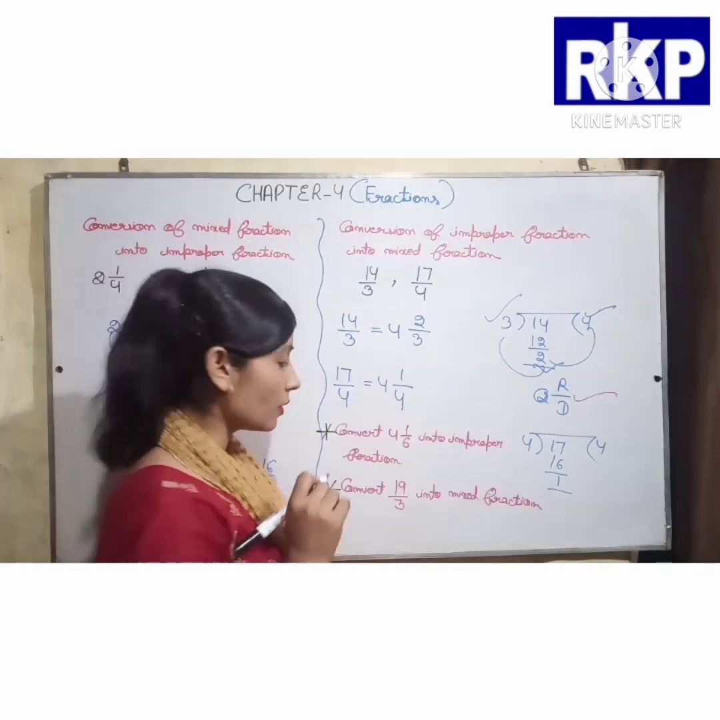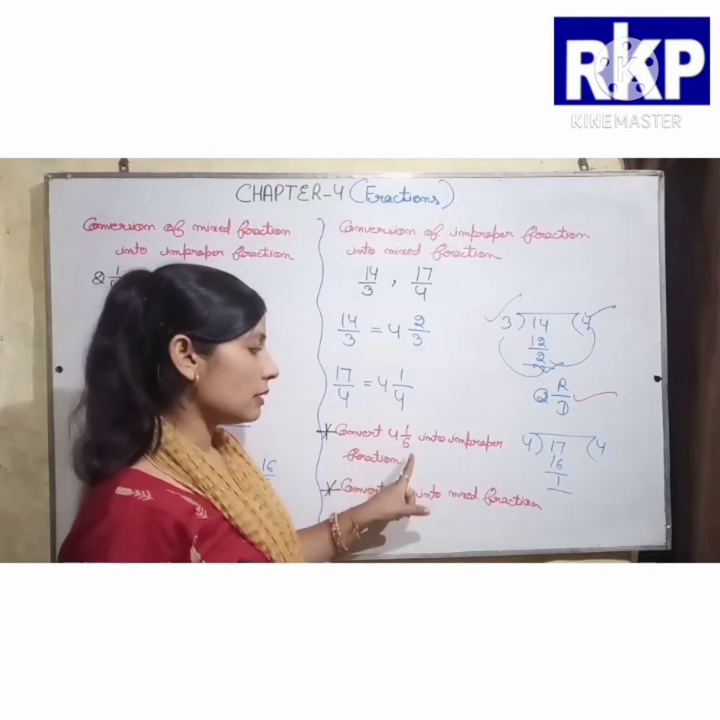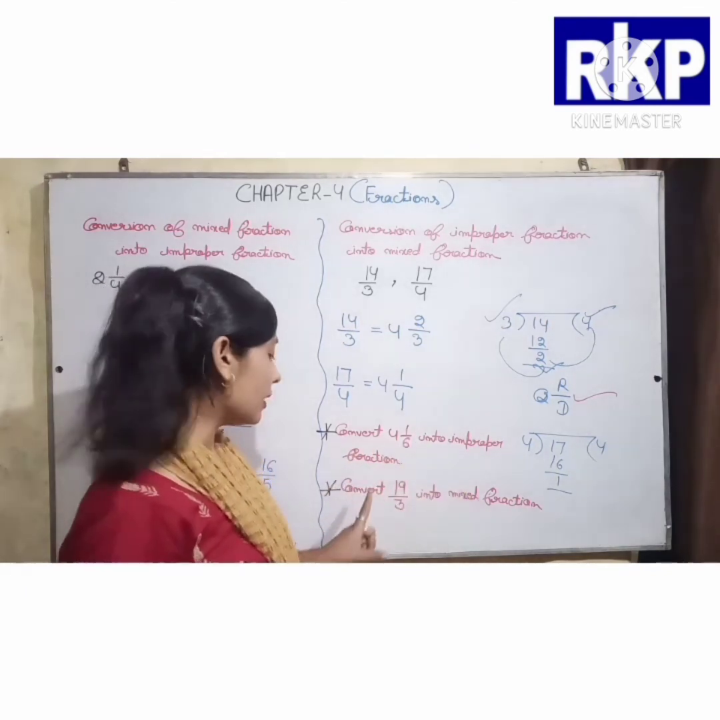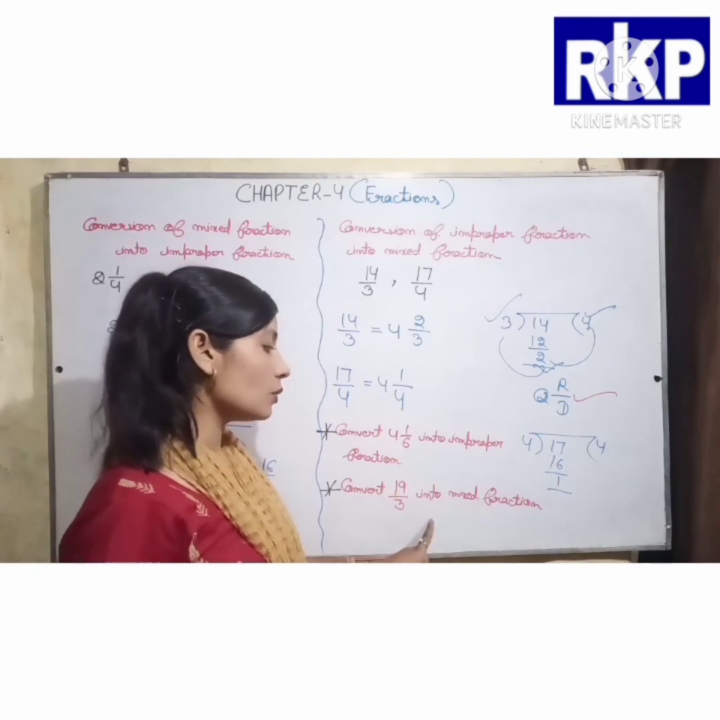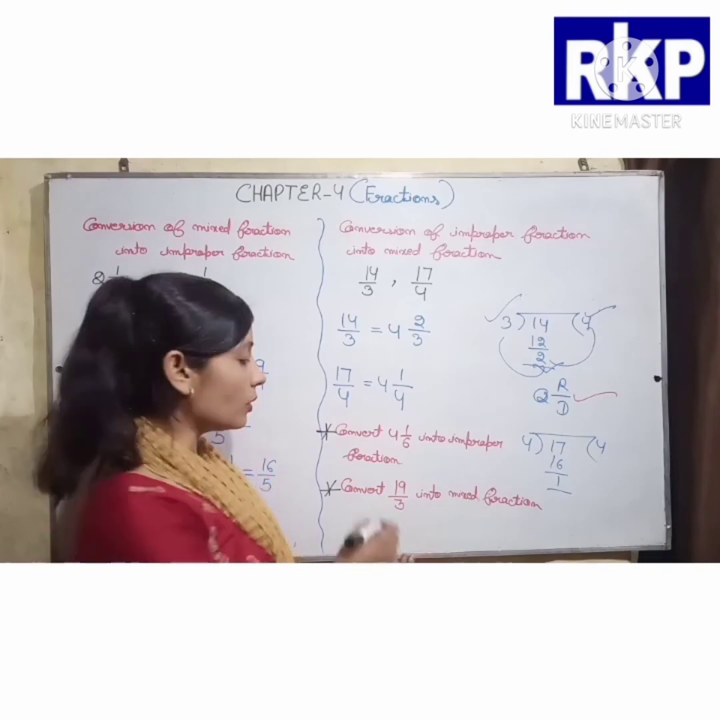Now students, you have to do these two questions. Convert 4 and 1 by 6 into an improper fraction and convert 19 by 3 into a mixed fraction. After the video I will check these questions.